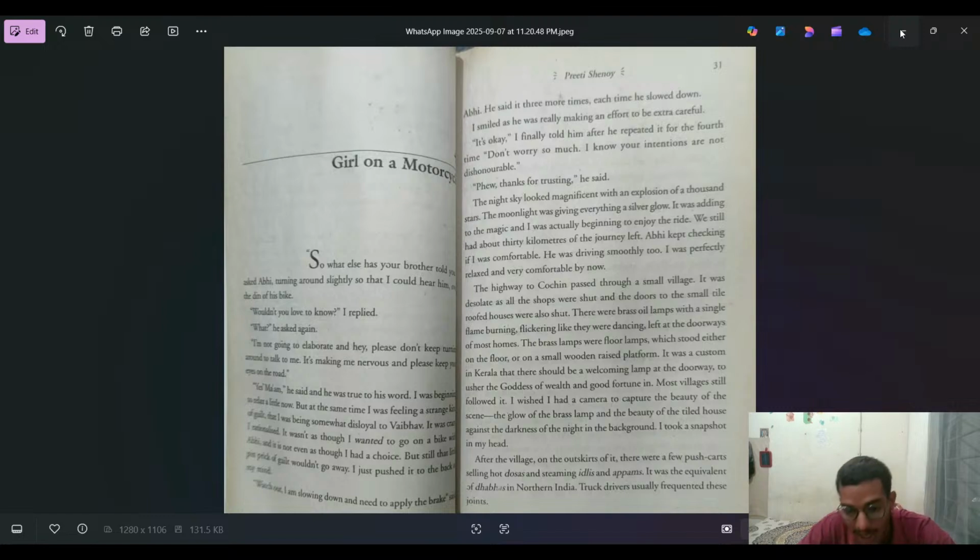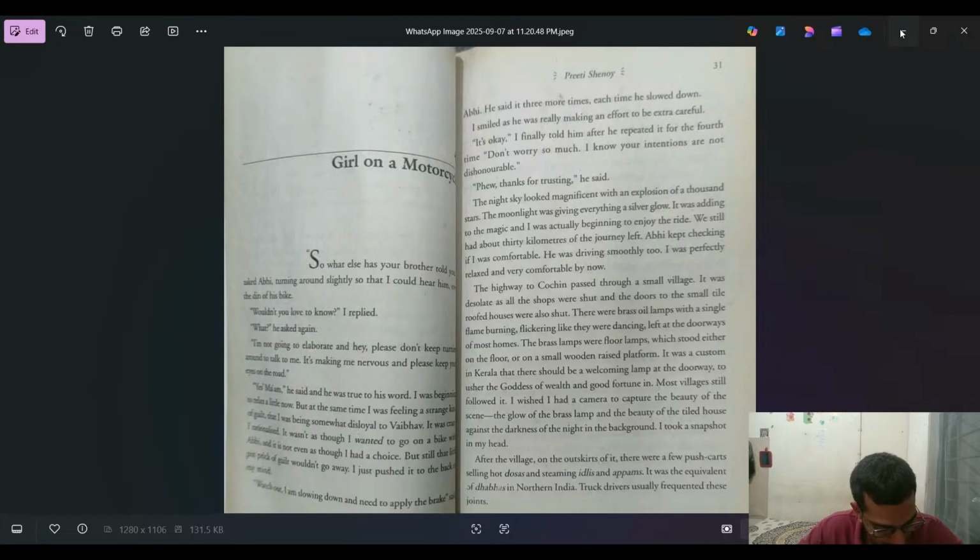So I'm moving forward. Girl on a Motorcycle. So what else has your brother told you? asked Avi, turning around slightly so that I could hear him over the din of his bike. Wouldn't you love to know? I replied. What? he asked again. I am not going to elaborate, and hey, please don't keep me turning around or talk to me. It's making me nervous, and please keep your eyes on the road. Yes, ma'am, he said, and he was true to his word.